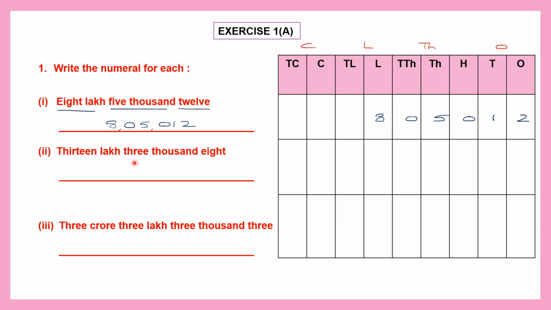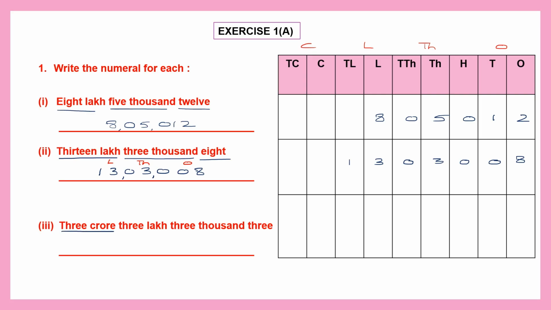Question 2, 13 lakh 3,008. So let's put it in the chart, 13 lakh. So it comes here, 13. Then we have 3,000 only in the thousands place, 3. And then we have 8. Now we fill in all the gaps with 0. So now we have a number 13,03,008. Let's place the commas, ones, tens, hundreds, thousands, 10,000s. So we have 13 lakh 3,008.